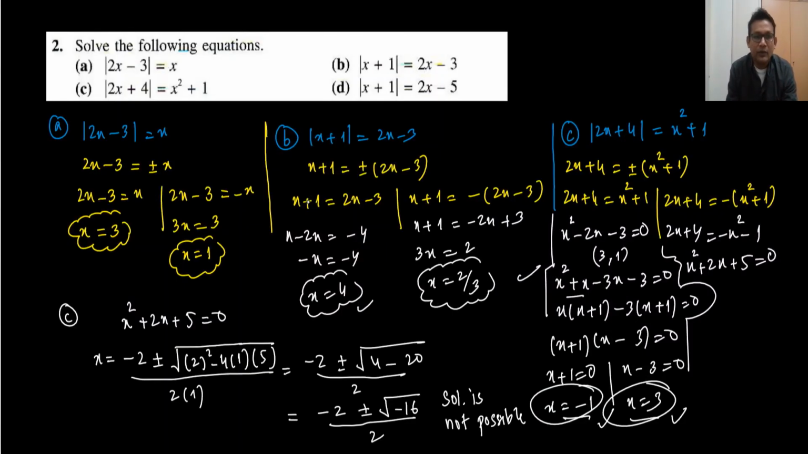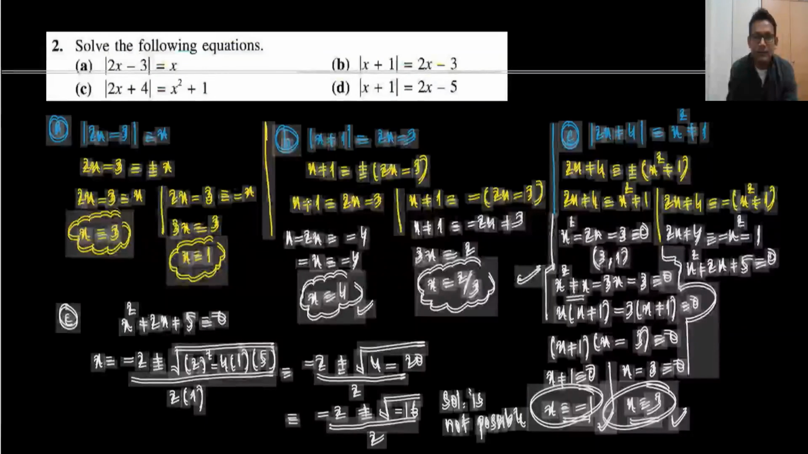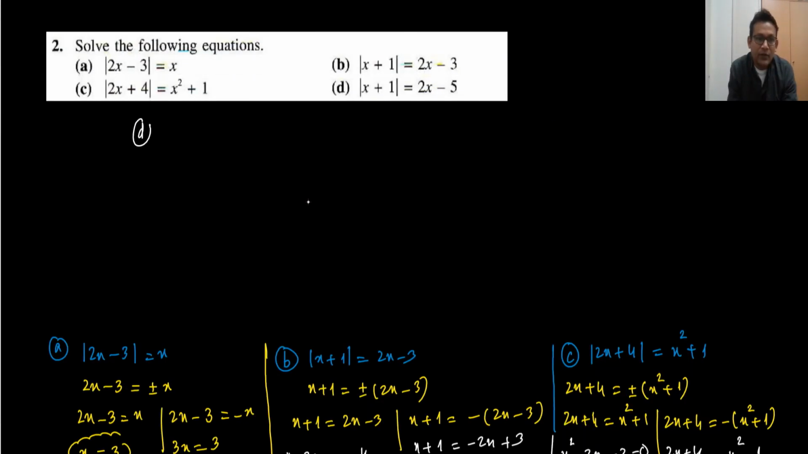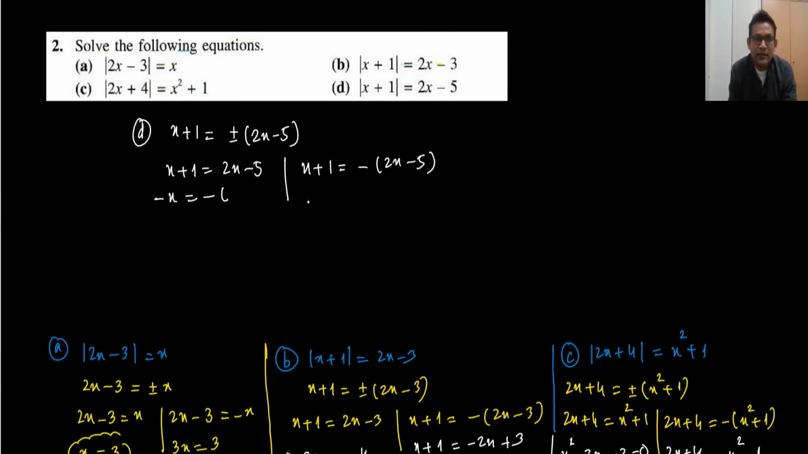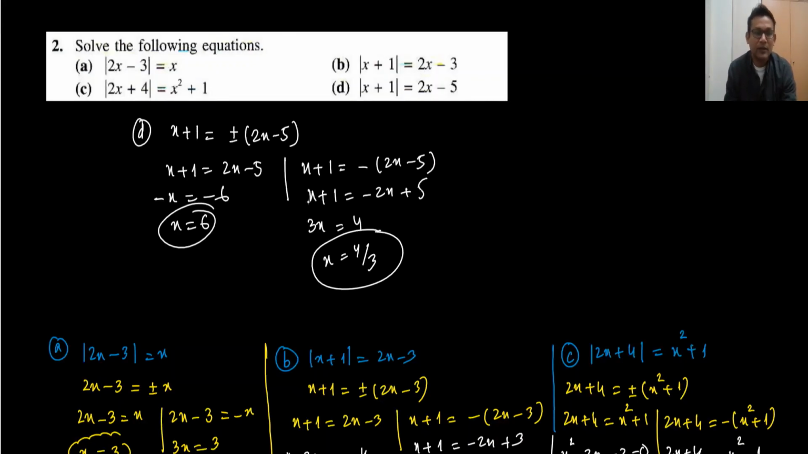In part D, what we need to do, if we solve part D: the absolute value of x plus 1 equals 2x minus 5. I write x plus 1 one time plus 2x minus 5, and x plus 1 one time minus, but write in the bracket, please. So when we shift to the other side, it becomes minus x equals minus 6, so x is 6. And x plus 1 is equal to minus 2x plus 5, which gives 3x equal to 4, and x is equal to 4 upon 3. We have done part D of question 2.